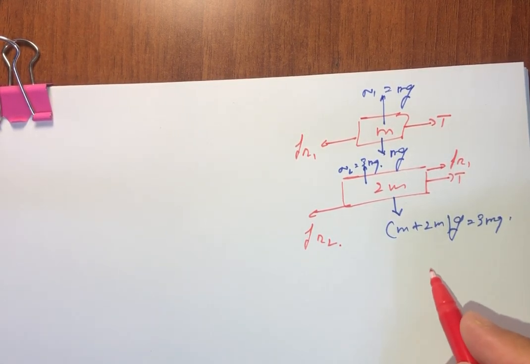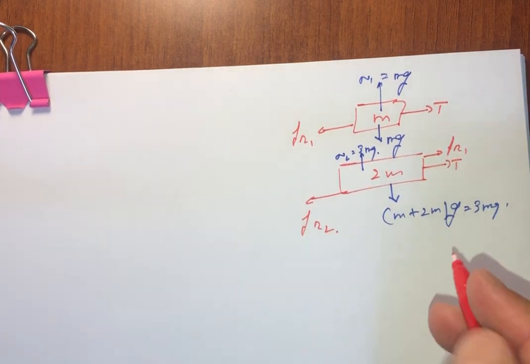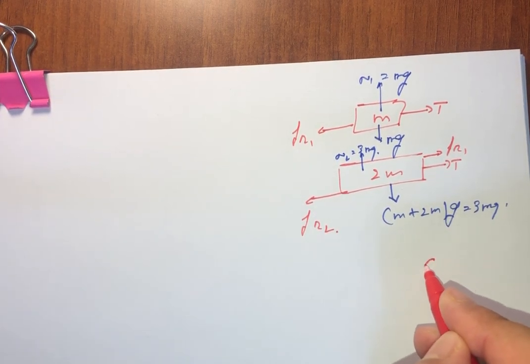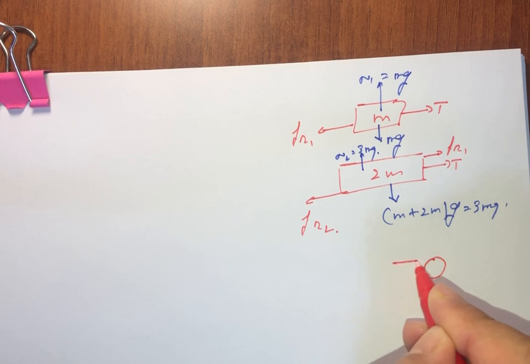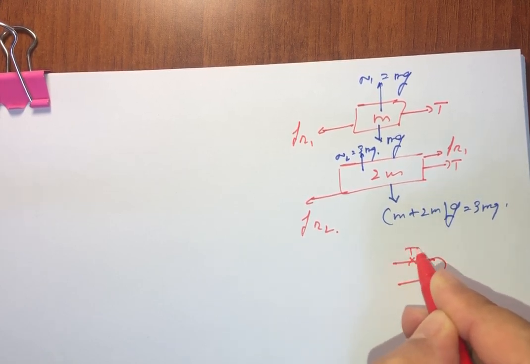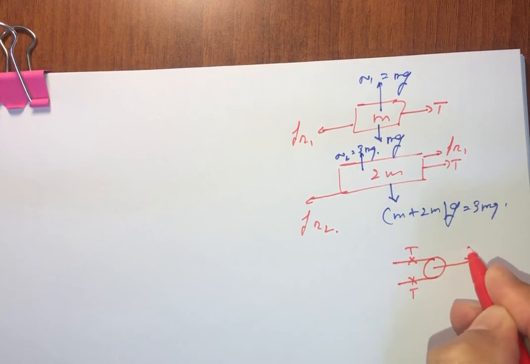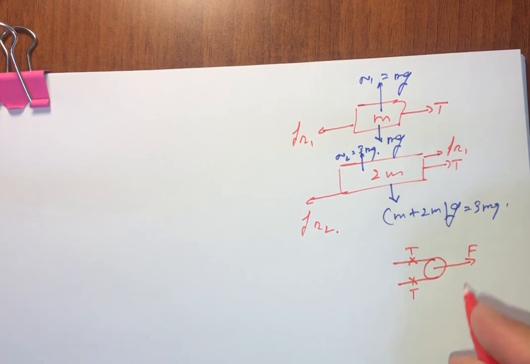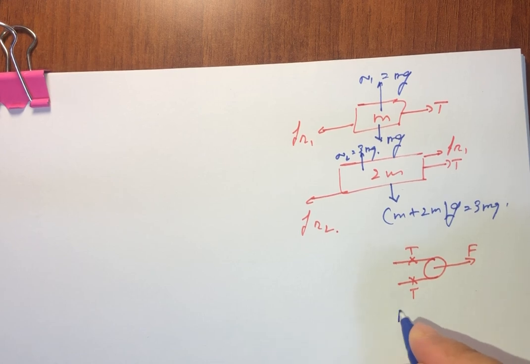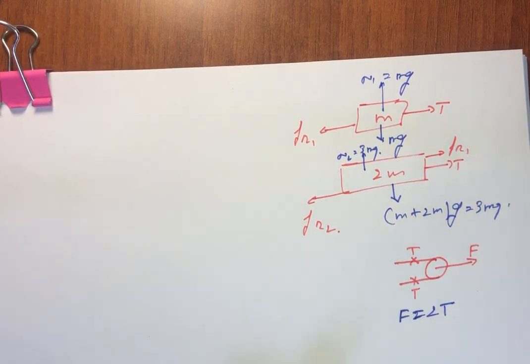And last is about the pulley. So we can draw the pulley also. So it is going to have a tension T. Okay, this will be T tension and T tension, and there is a force F. Okay, so we can clearly see from here that F is equal to 2T. From here we can say that F is equal to 2T. Okay.